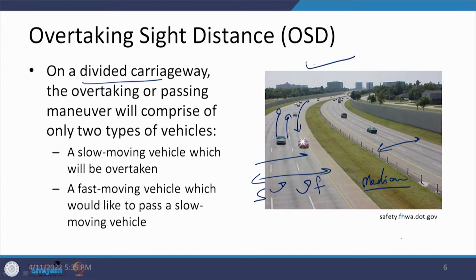So, we will have what? We will be having a slow moving vehicle which is going to be overtaken, and a fast moving vehicle which will like to pass a slow moving vehicle. So, here there is no third case, that is there is a vehicle which is coming from the opposite direction. It is a safer condition here.